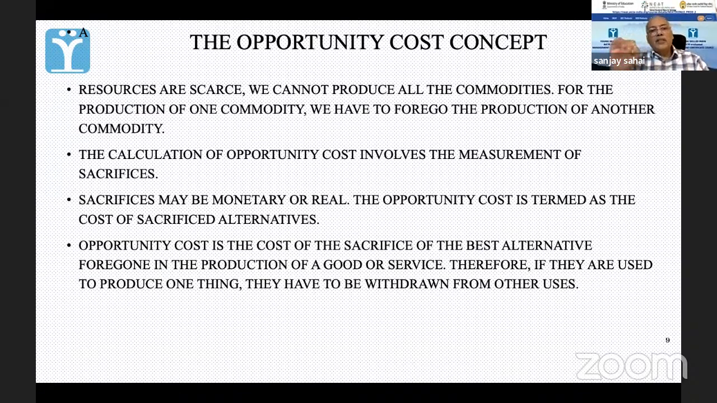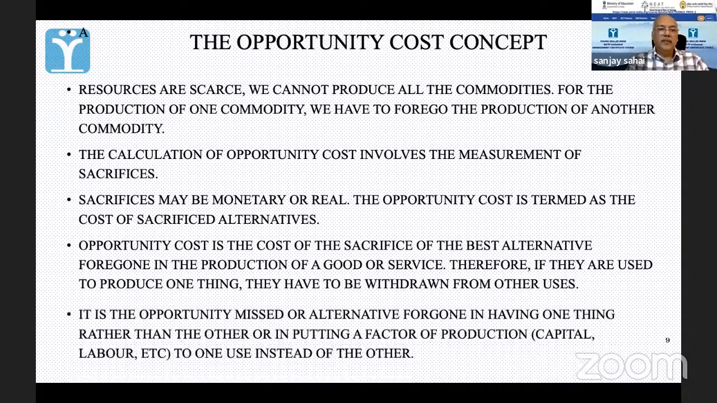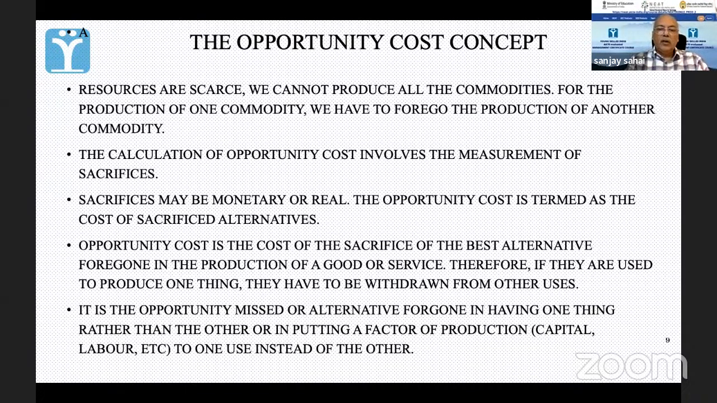Now, opportunity cost is the cost of the sacrifice of the best alternative foregone in the production of a good or service. Therefore, if resources are used to produce one thing, they have to be withdrawn from other uses. So just summing that discussion up, it is the opportunity missed or alternative foregone in having one thing rather than the other, or in putting a factor of production like capital, labor, etc., to one use instead of the other. When we say factor of production, we're basically talking about the resources that you have, the human resources, the financial resources. So those are the factors of production.